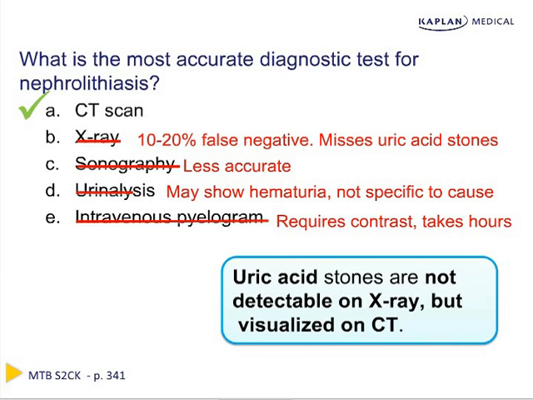Remember, uric acid stones are not detectable on X-ray, but are visualized on CT. So the CT is quick, easy, not requiring contrast, and being able to detect all types of kidney stones makes it the test of choice for nephrolithiasis diagnosis.